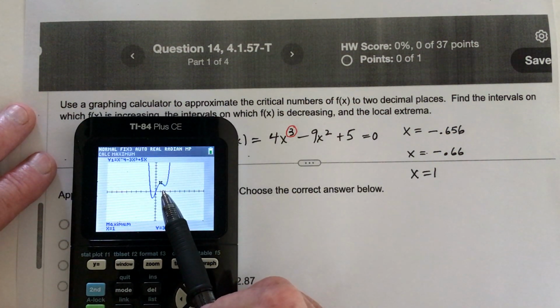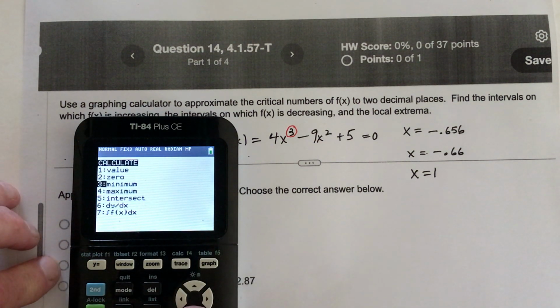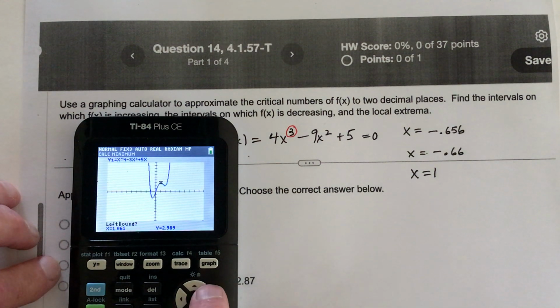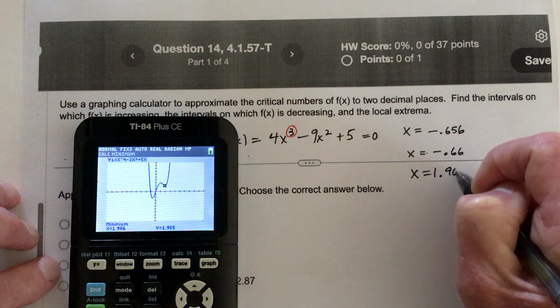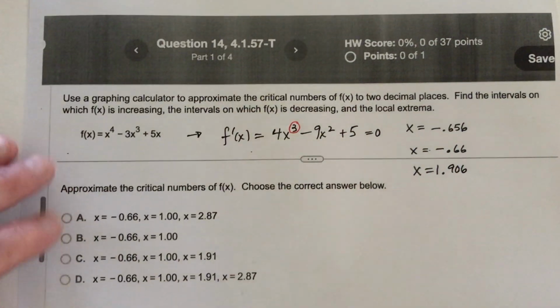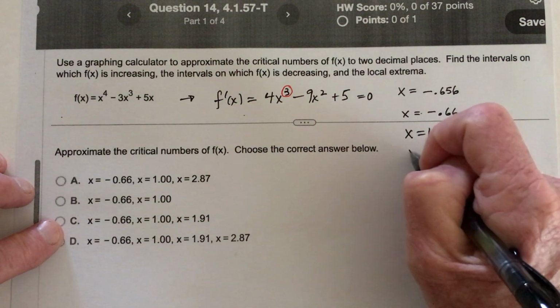And then for this third one right here, so that is where there's a minimum. So second calculate the minimum, and then you just need to be a little bit to the left of it, hit enter. A little bit to the right of it, hit enter. And then approximately right there, which is x equals 1.906. And then do they have 1.906? Well, they do, except they rounded it.